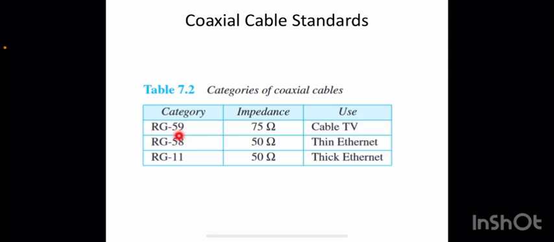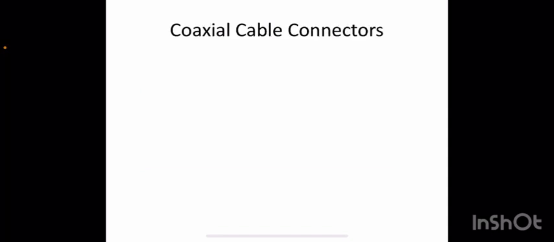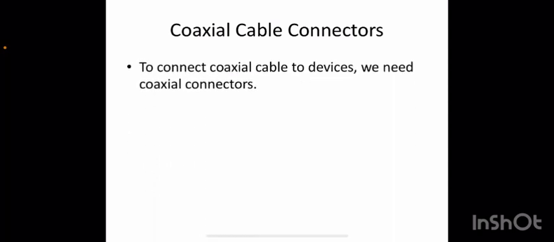RG59 has an impedance of 75 ohm, and it is mainly used in cable TV. RG58 is used in thin Ethernet, and RG11 is used in thick Ethernet. So these are the applications for the different coaxial cables. And how can we connect this coaxial cable to our devices? We have a set of connectors for this. To connect the coaxial cable to a device, we need coaxial connectors.